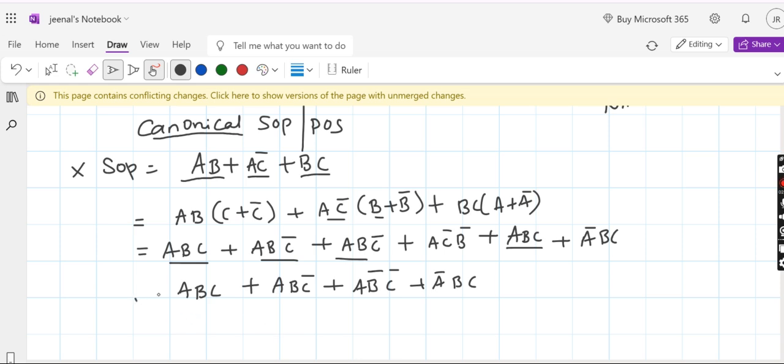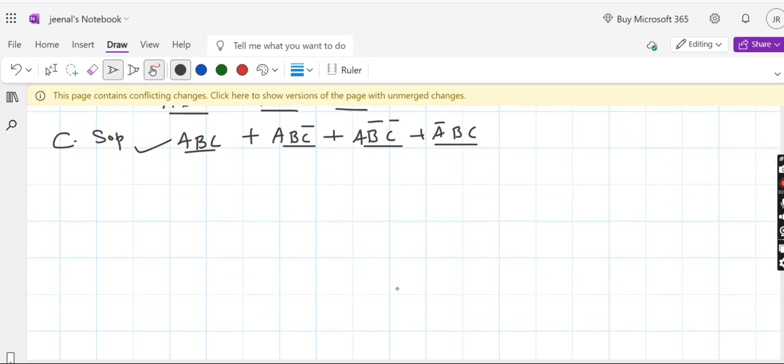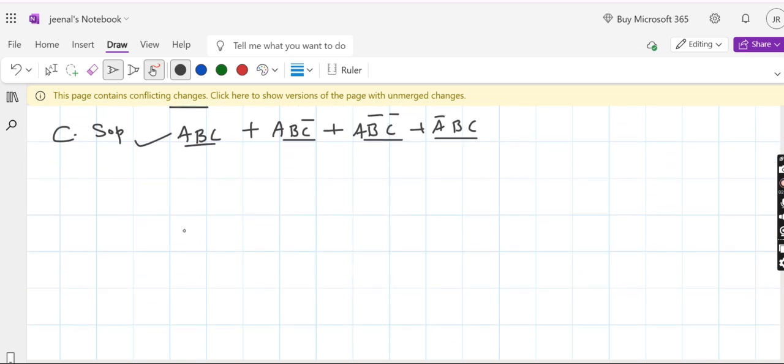So this equation is called as a canonical SOP because now every term has all the three variables available, irrespective of it is being in a simplest form or its complement form. Similarly, given a POS equation, how do you make it a canonical? Let's consider the same POS equation that we had initially, which is A plus B into A plus C bar into B plus C. For this, we'll have to see what is missing and then we'll have to add here.